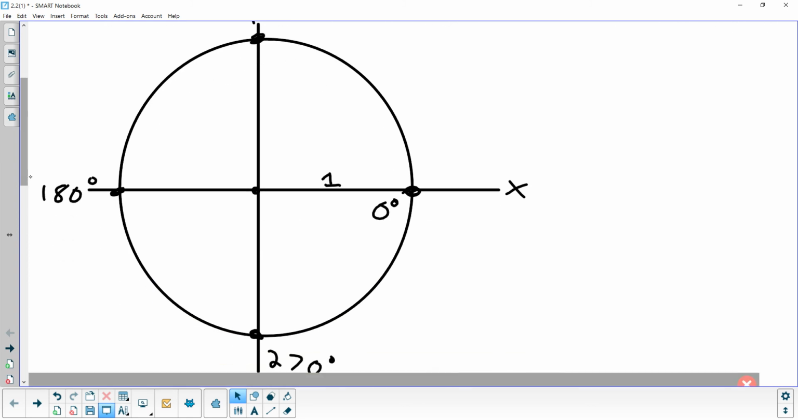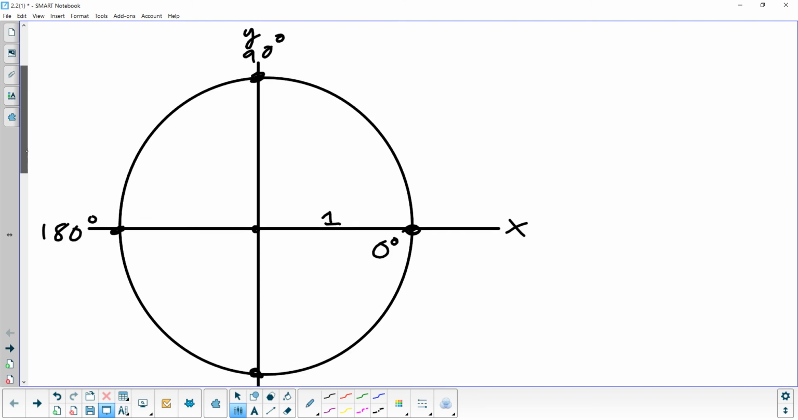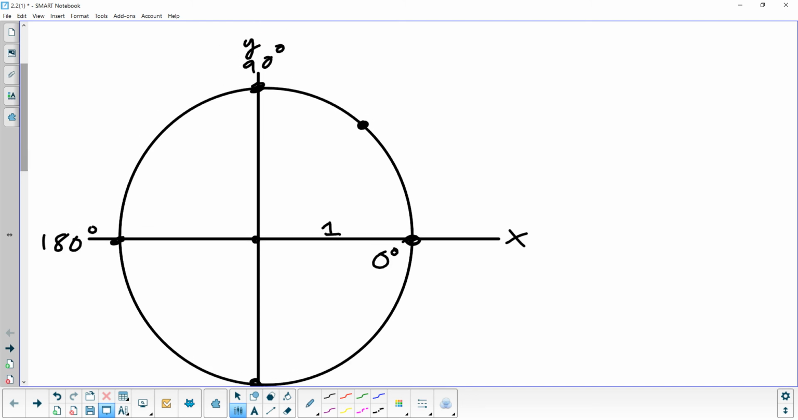Now, we can put a point anywhere we want on that circle. Let's just put a point right about there. That point represents an angle. How much of an angle? Well, I tried to estimate it to be about 45 degrees, rotated counterclockwise from the horizontal axis. I don't really care what the angle is. Whatever it is, it is. What I care more about is this.